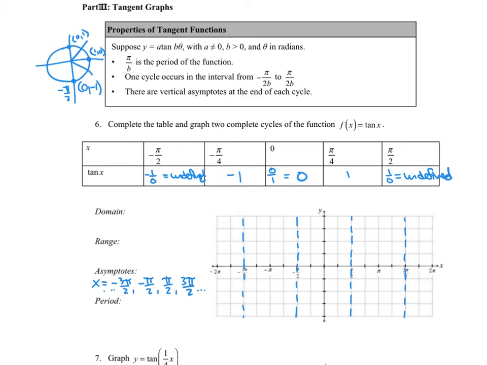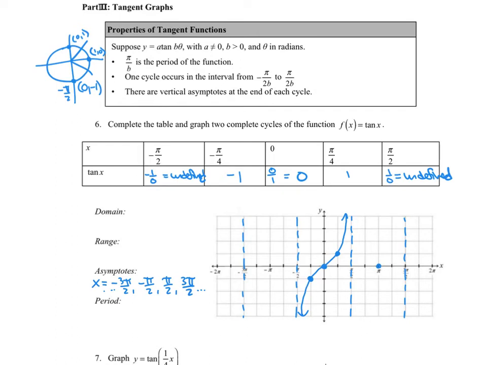If we plot these other points, I'm going to start in the middle. We have the point (0, 0), so it goes through the origin. If I go over pi over 4, I would go up 1, and left pi over 4, down 1, and the tangent graph goes like this and approaches those vertical asymptotes in both directions. So it's an increasing graph going through the origin, and then we repeat that same pattern.